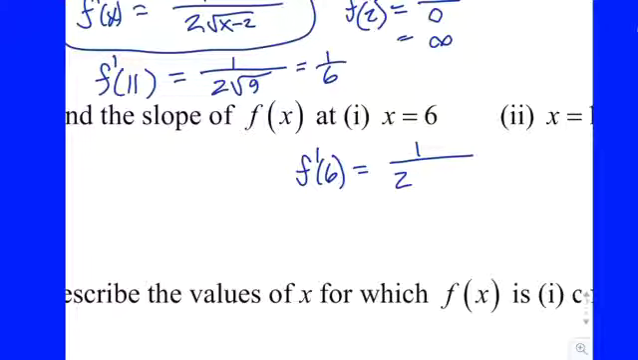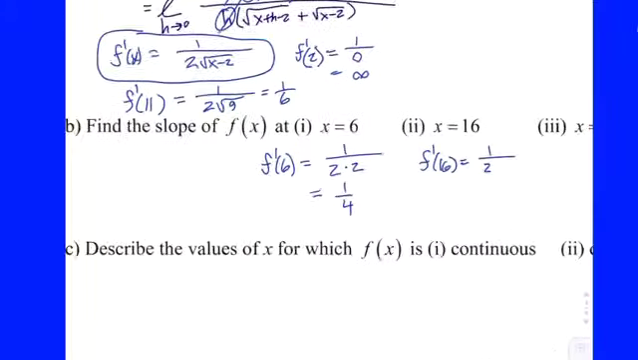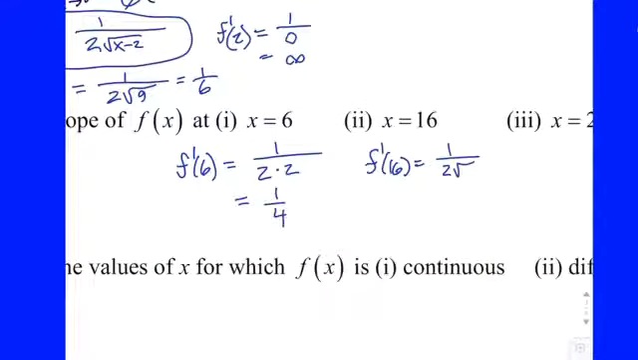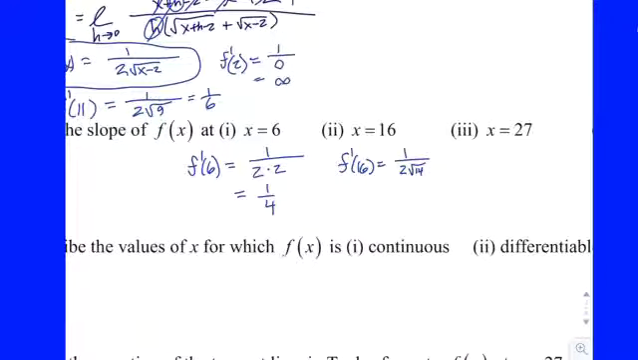So 6 minus 2 is 4, square root of 4 is 2, so we end up with a fourth. And then at 16, f prime of 16 is 1 over 2 the square root of 14. That doesn't really work very well. You know what? Let's change it from 16 to 18. Let's say what I meant, and not what I actually said. That'll be 18 here, and now we can get a nice number out of it. That's 1 over 2 times 4, that's 1/8. And then instead of 27, let's do 29.